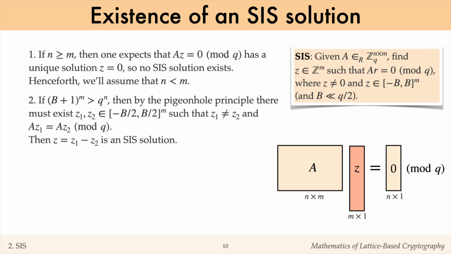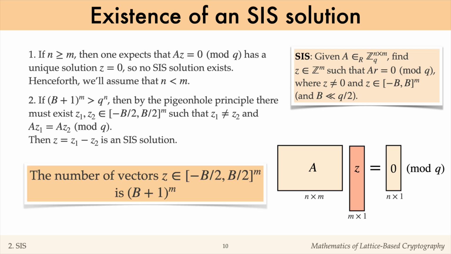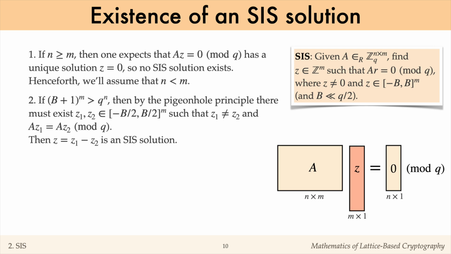Suppose next that (b+1)^m is greater than q^n. Consider length m vectors z whose components are between minus b over 2 and b over 2. For simplicity, I'm assuming here that b is even. The total number of such vectors z is (b+1)^m, since there are b+1 choices for each component of z. Now, Az modulo q is a vector of length n whose components are integers modulo q. There are q^n such vectors.